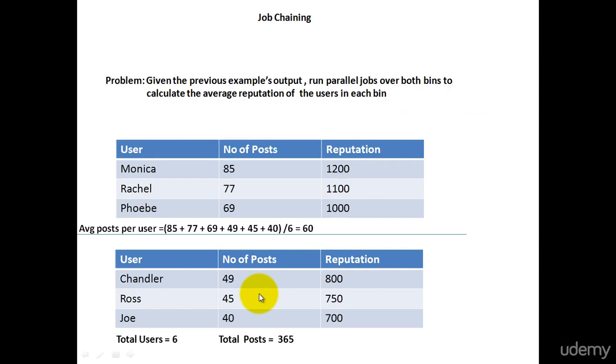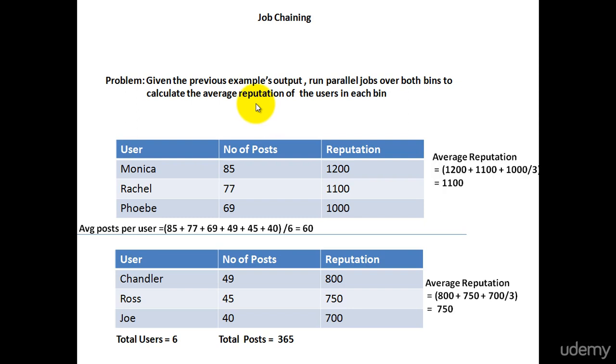We will solve one more problem here so that we have more jobs to do job chaining. The second problem is, given the previous example's output, run parallel jobs over both the bins to calculate the average reputation of all the users in each bin. So the final output must look something like this. That is, we have to compute the average reputation of all the users for these two bins.